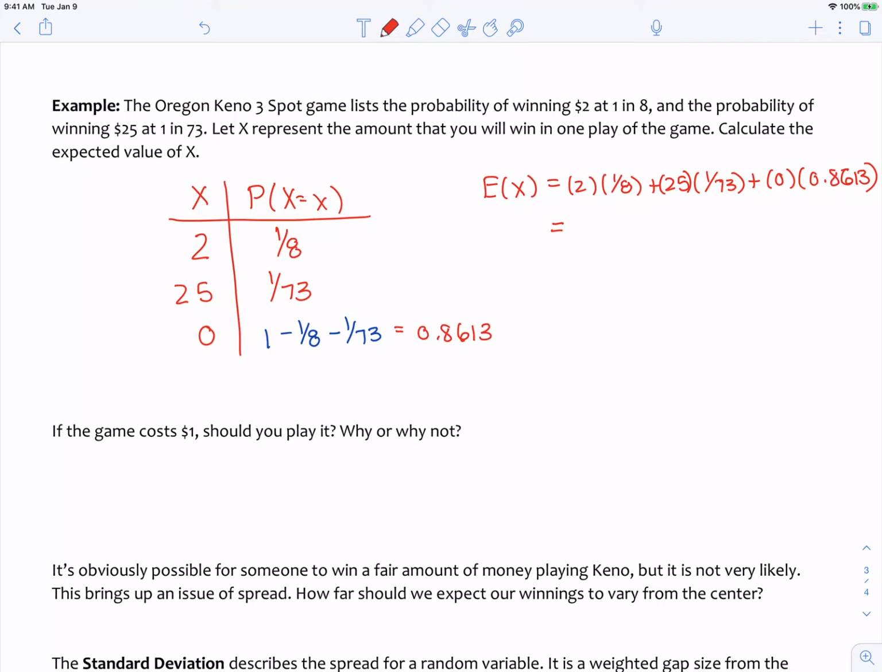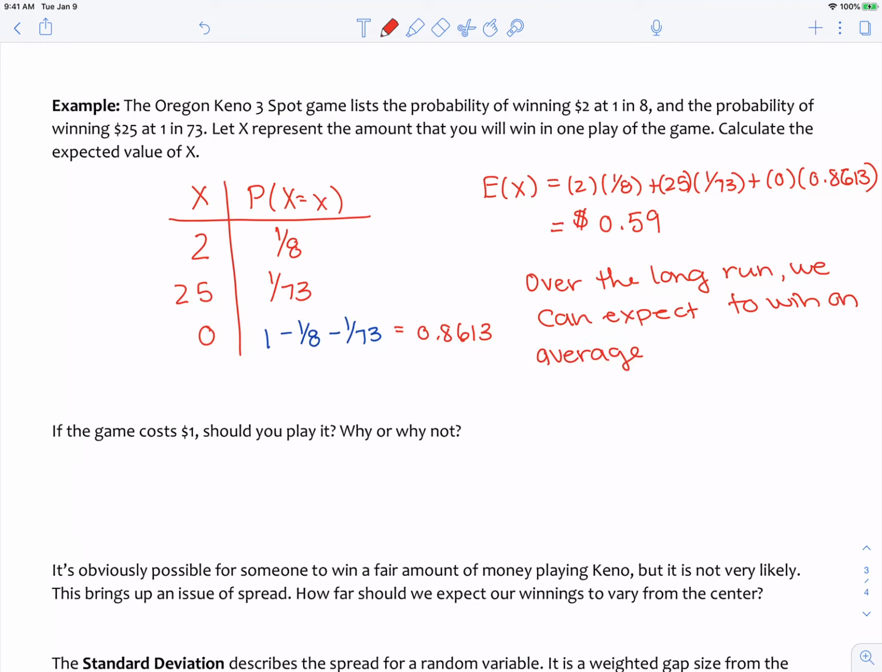That'll make sure there's less chance of having inaccuracies in your calculation and people are getting the same basic outcome. Now this is money, right? Because that's kind of what we're listing. And so we'll go to 2 decimal places on money values as a norm. So this is going to come out to 0.59 or 59 cents. So over the long run, we can expect to win on average 59 cents per play. Not too bad.